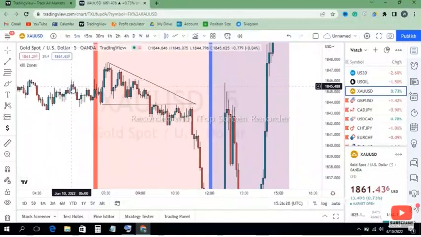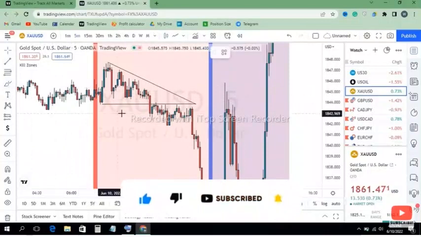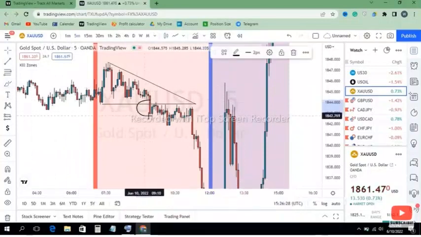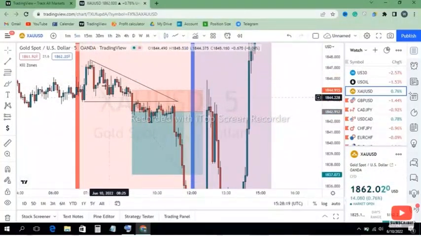So basically, what can we see here? We can clearly see a break of structure. Market broke out of this triangle. Then what does that signify? So as you can see, market created this kind of triangle pattern. Then what do we expect? We expect two things to happen, either a break below or a break above.